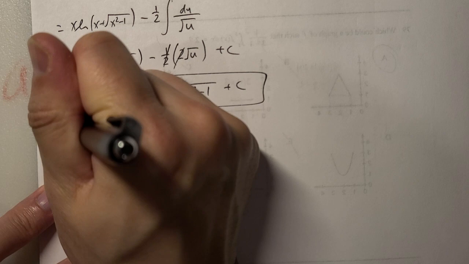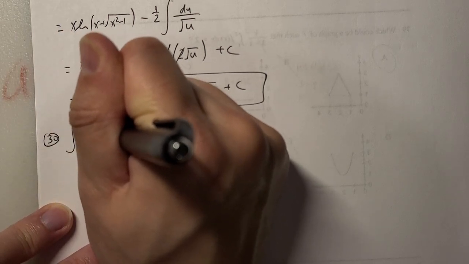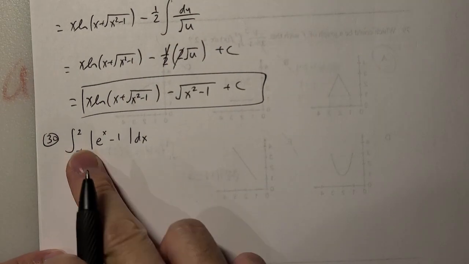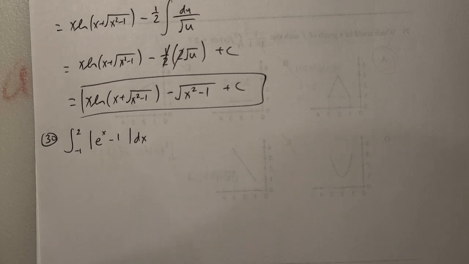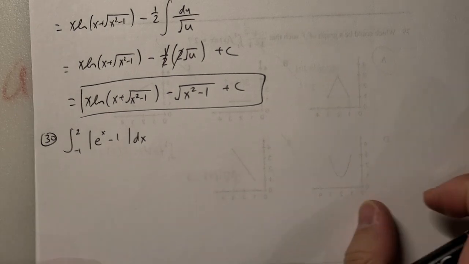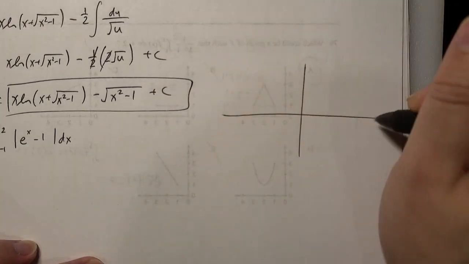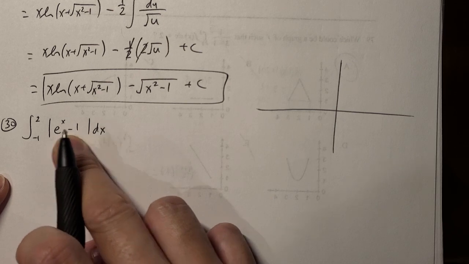Number 30. Integral from -1 to 2, absolute value, e to x minus 1 dx. So how do we integrate this? The intermediate part is probably the absolute value. So maybe, since this is quite an easy function, let's sketch it out to see how it looks. So let me do it up here. We know how e to x looks. This is just shifted down by 1.